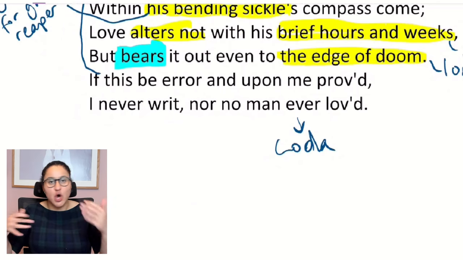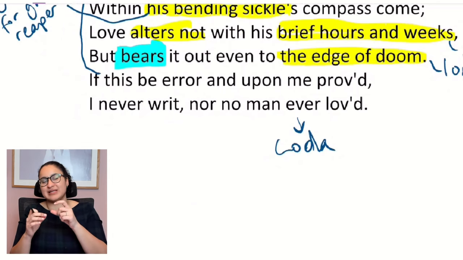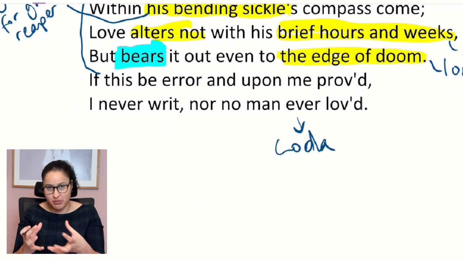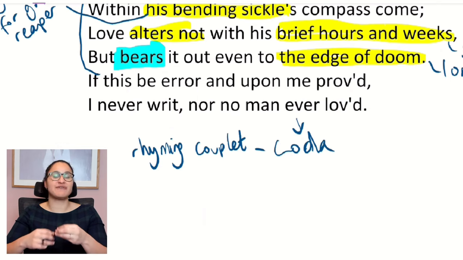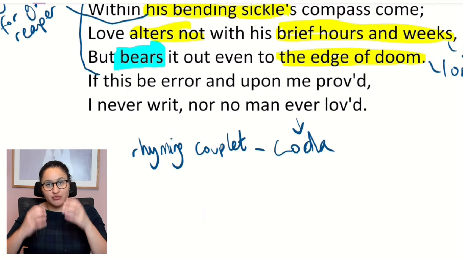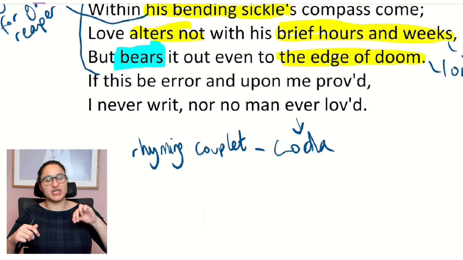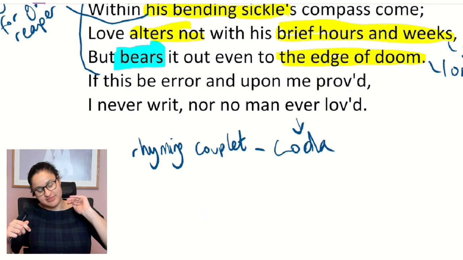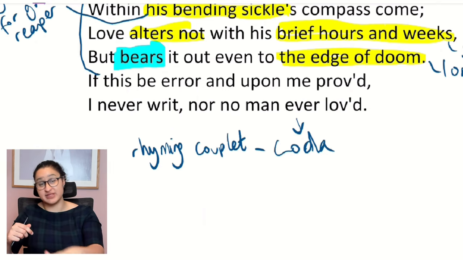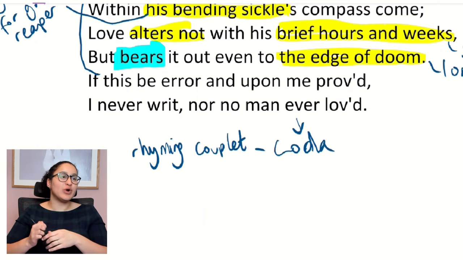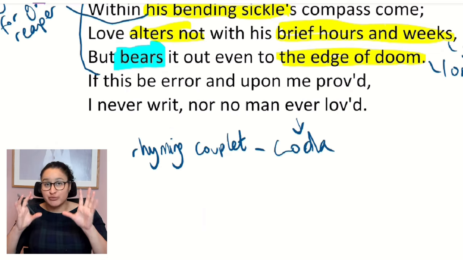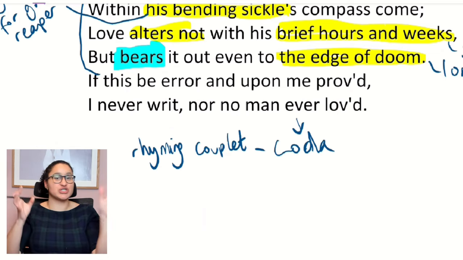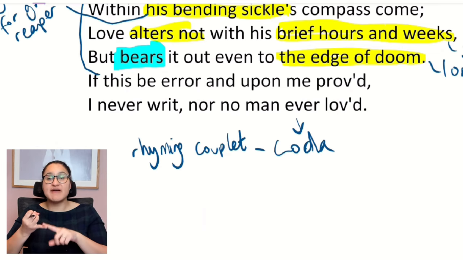And that's very common in the sonnets. The two rhyming lines are like the final conclusion, the final message of the poem. So when we read and understand these lines, what we have to understand is that what we are reading is his final, like, you know, chess move of, this is my conclusion, this is my end, this is my final argument. And what he says is, if this be error and upon me proved, so if someone can show me and prove to me that everything I've just said is wrong, I've never written a poem.